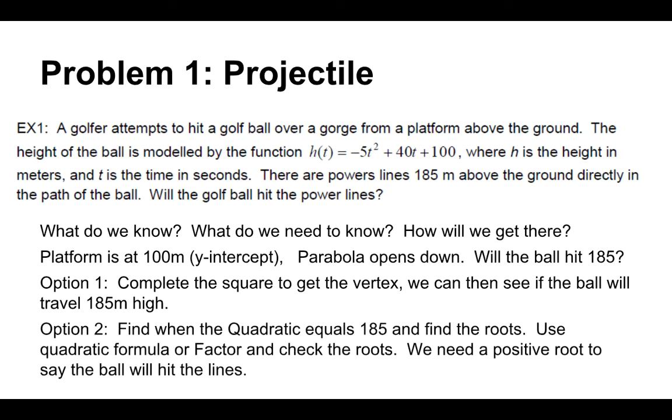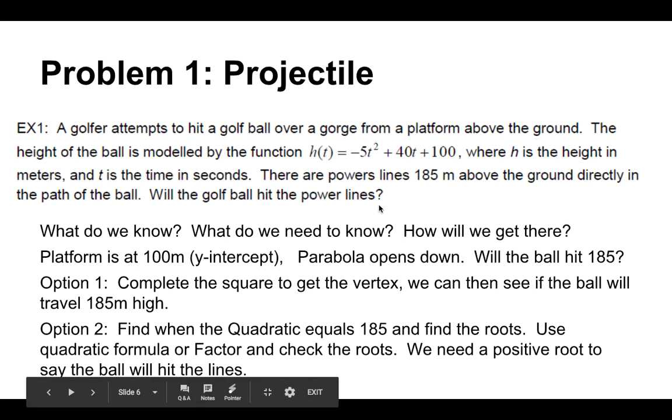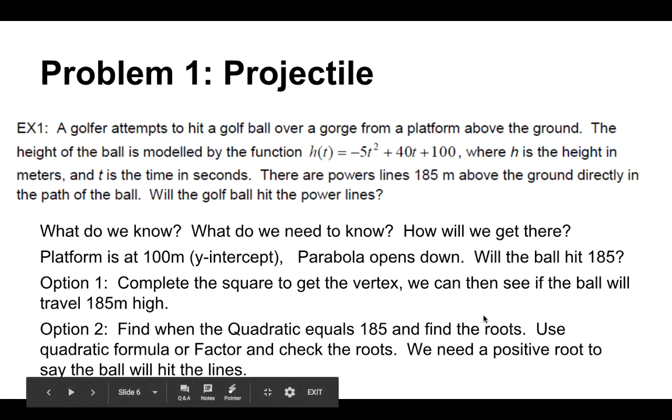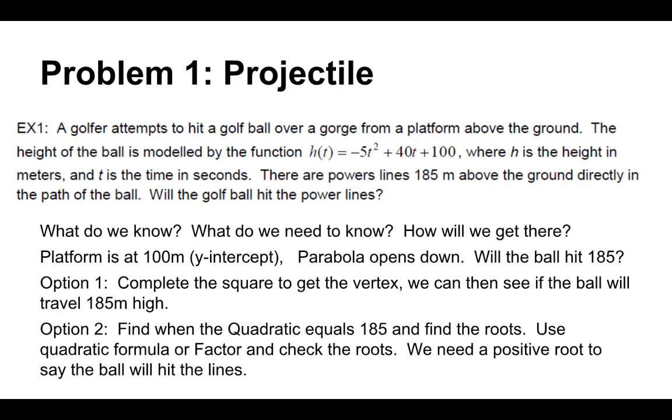Option two, you could just sub in 185. And then it's going to be a matter of probably moving the 185 to the other side, using the quadratic formula or factoring. But then the question is, how do you know if it's going to hit it? What kind of roots are you expecting? Are you expecting no roots? What does that look like in the quadratic formula? Are you expecting two positive roots if the ball hits the power lines? And so it's really just thinking about the question: is it going to hit 185? We'll come back to this question and solve it later.